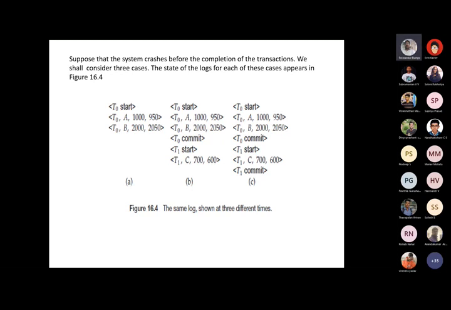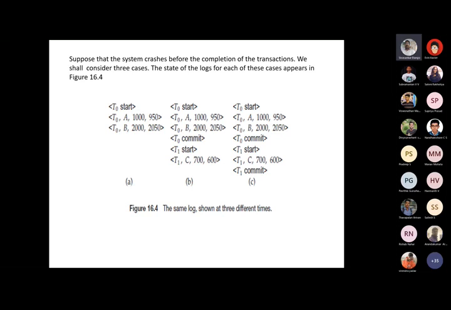In the second case, you have T0 start and T0 commit. So you need to perform the redo operation, where we update the values of the data items A and B. And for T1, you have T1 start but no T1 commit, so you will be performing the undo operation on transaction T1.